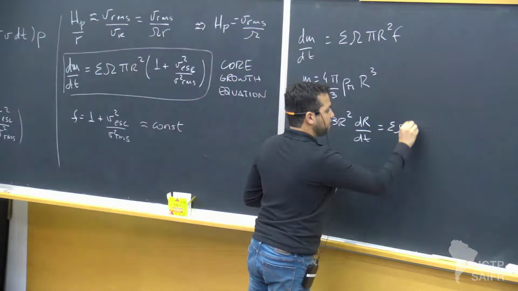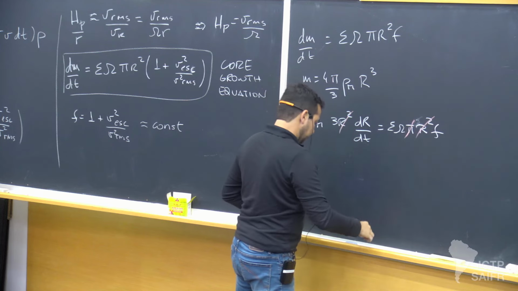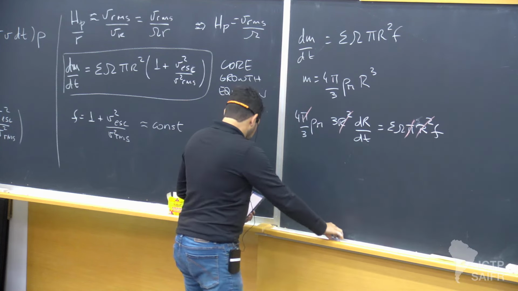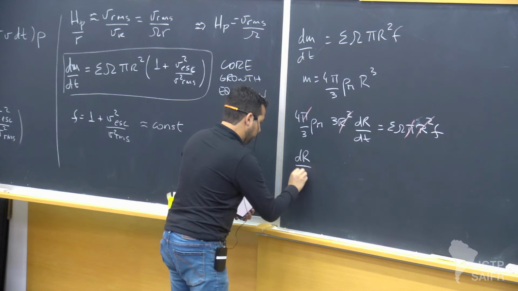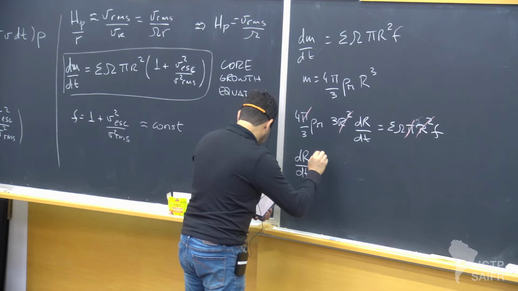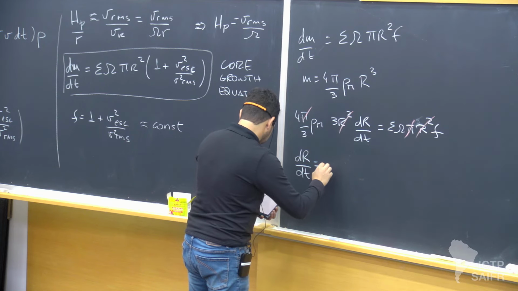All right. So there are some quantities here that you can already cut. You can cut the pi here. There's an r square. You can cut that too. So what you have is something quite simple in the end. The RDT, you have an equation for the growth of the body.